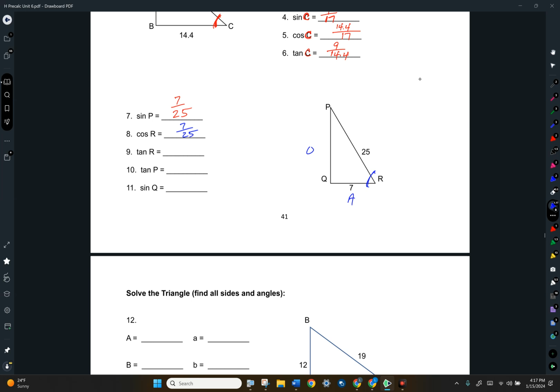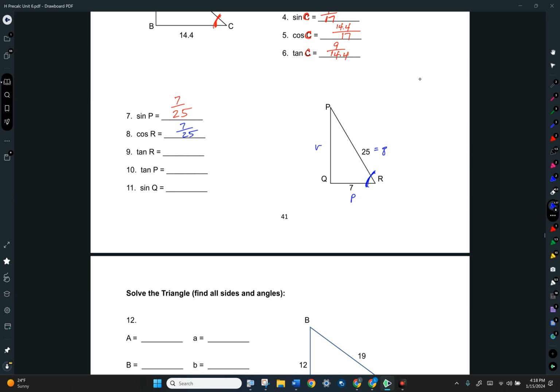Just a little FYI, we tend to label sides using lowercase. So if this is capital R, we would call this side lowercase r. If this is capital Q, we would call this lowercase q. And if this is angle P, then the 7 down here, the opposite side, would be lowercase p. You should have learned about that back in geometry, but whatever. Whenever you see me label them, that's how I'm going to do it.